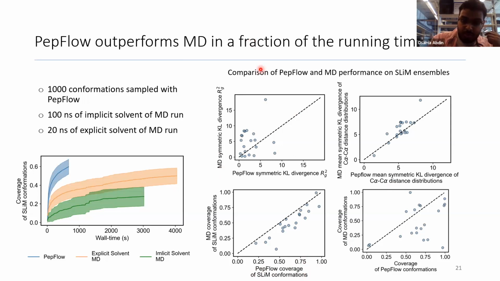So how do we measure coverage is a question that's been asked in the chat. It's basically just based on an RMSD difference of 0.15 angstroms per residue, after you superimpose the conformations.